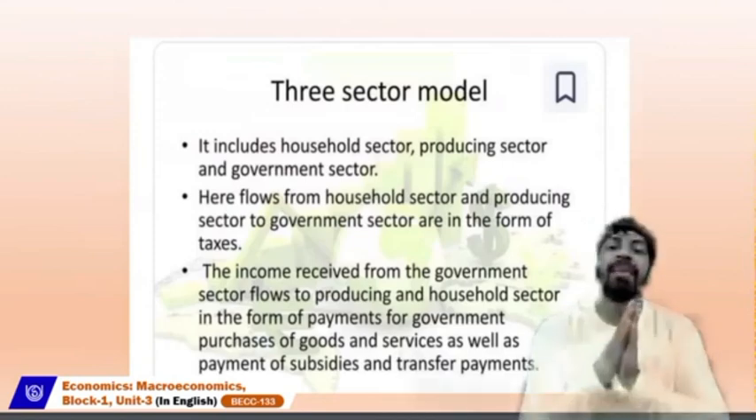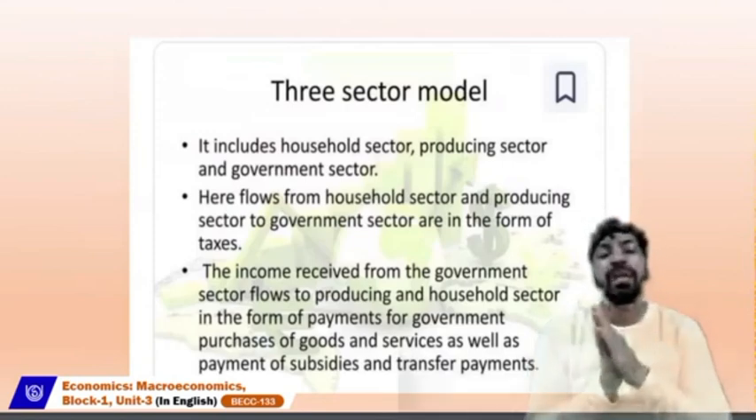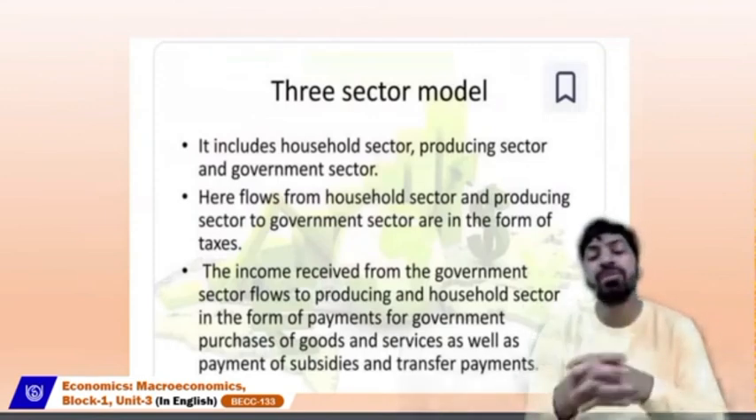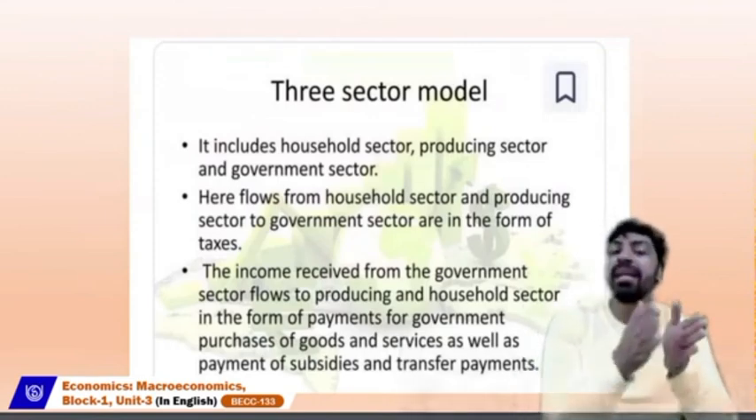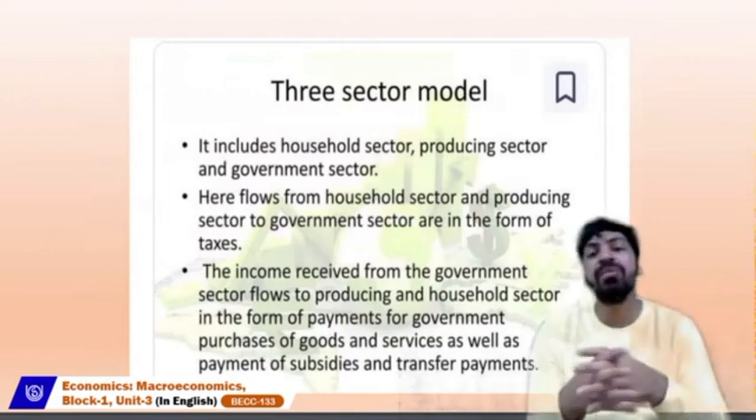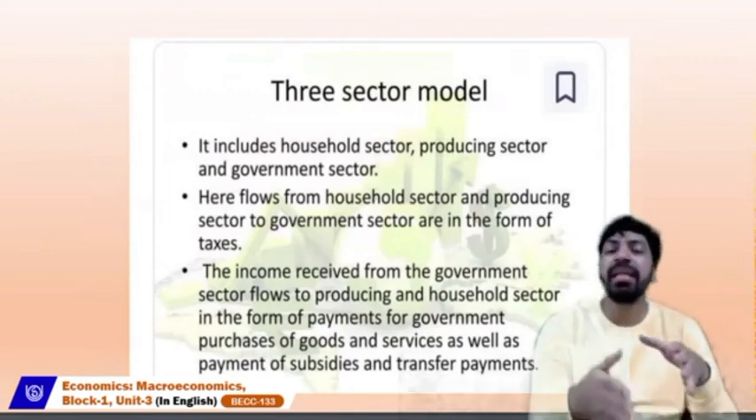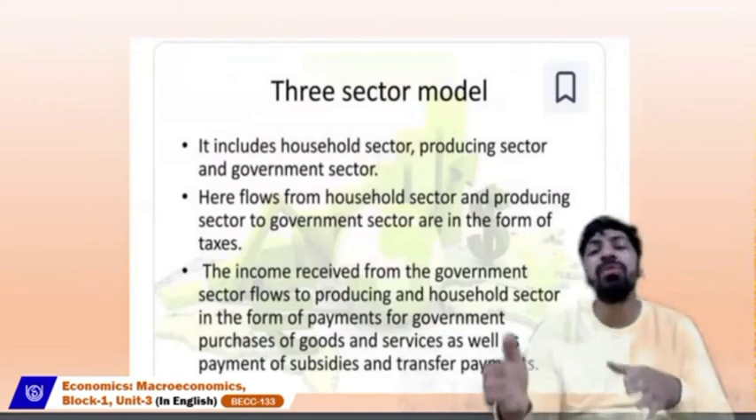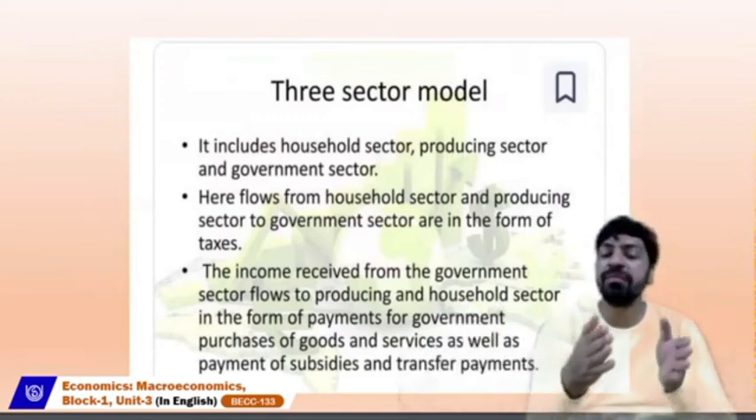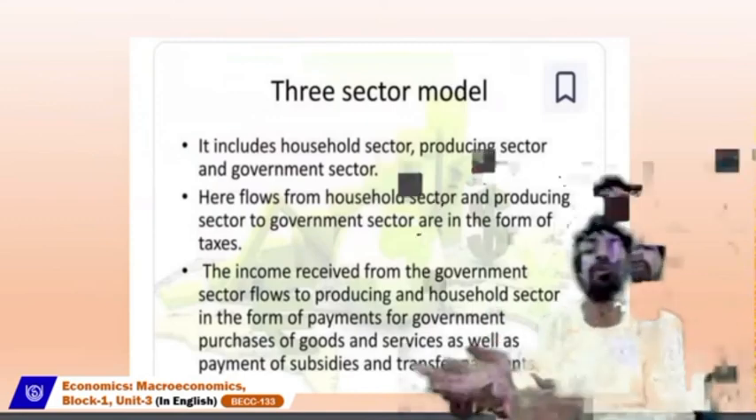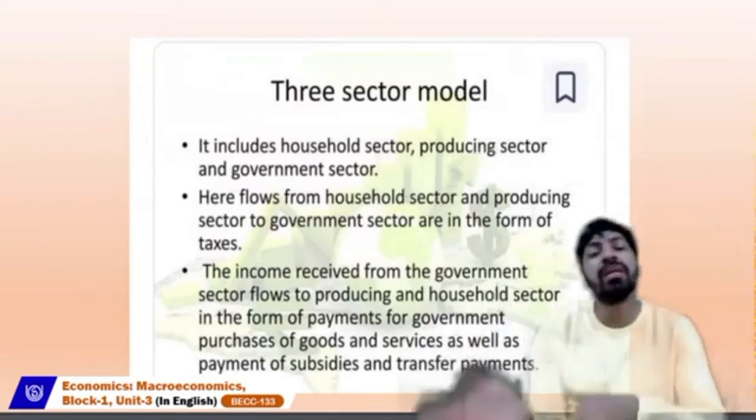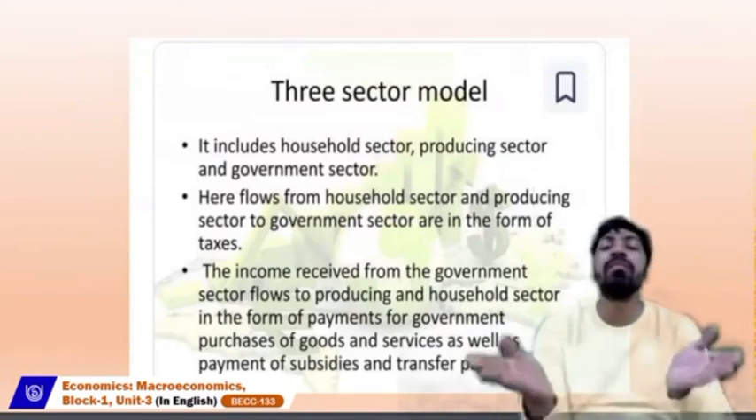It would be to build up the hospitals, and build up schools for education. So that is the role of the government sector in this particular three sector model. So income automatically flows from the household to the producing sector, that means it goes on from households to businesses or organizations, and ultimately to the government sector in the form of taxes.